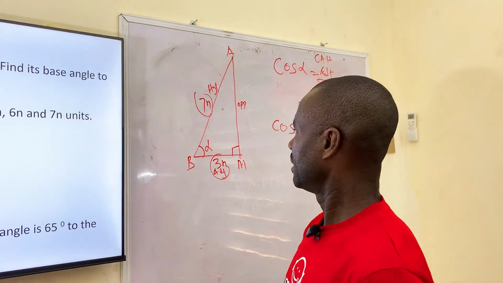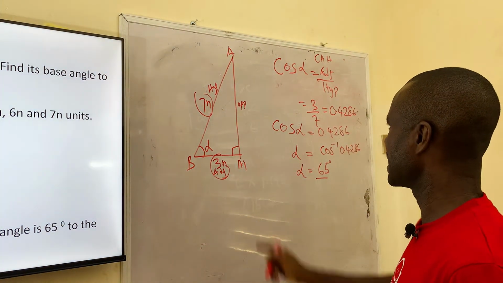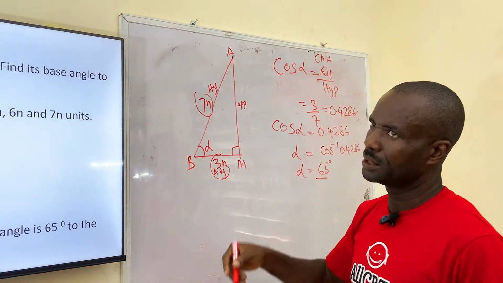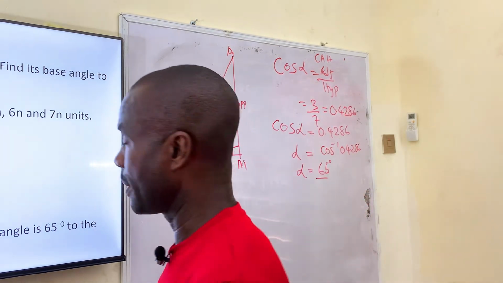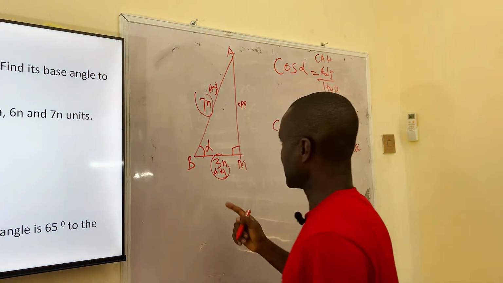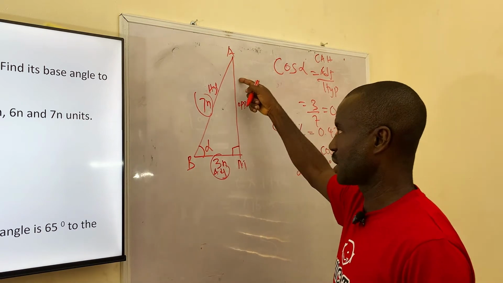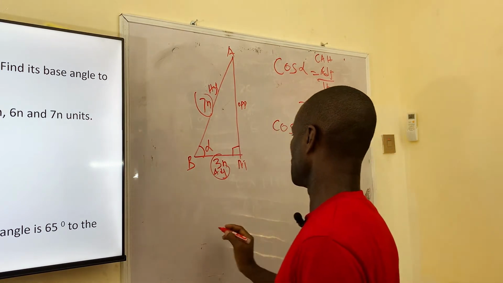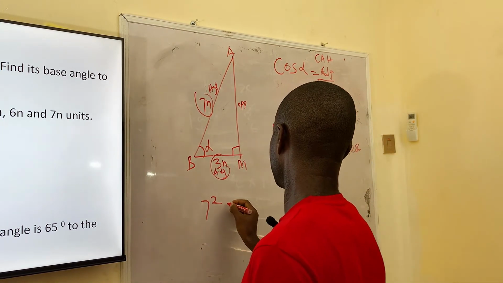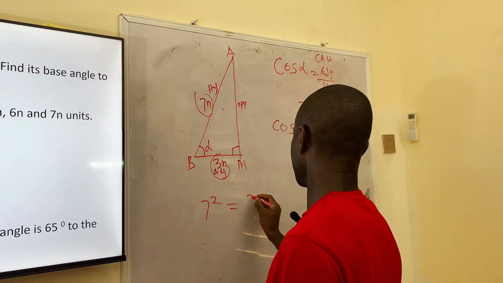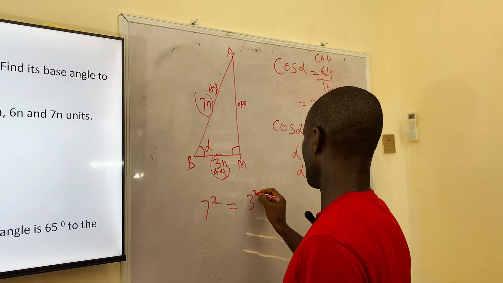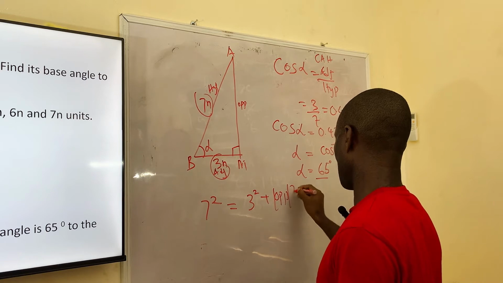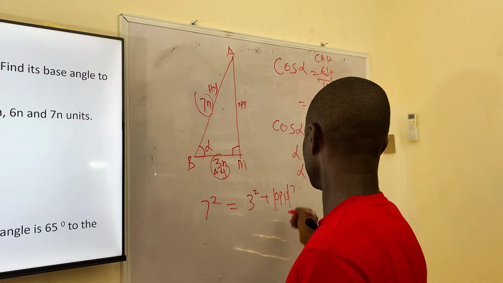Angle alpha. In the other way, if you are asked to calculate this side, you can use what we call the Pythagoras theorem. Pythagoras theorem will give you the side of the opposite, but we are not asked to calculate this. It's simply finding the value of the opposite, which will tell you 7 squared equals 3 squared plus the side opposite squared.